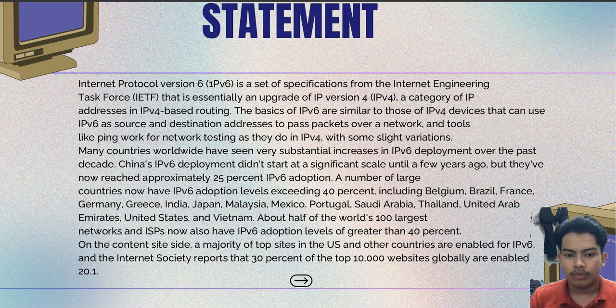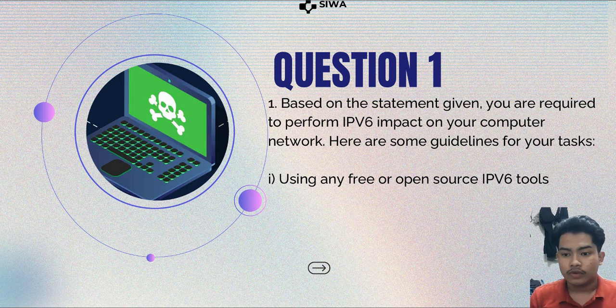The next one is the problem statement. It's stated on the PBT Presentation Questions PDF. So, the first question, based on the statement given, you are required to perform IPv6 impact on your computer network. Here are some guidelines for your task. Using any free or open source IPv6 tool, we use 4 tools.